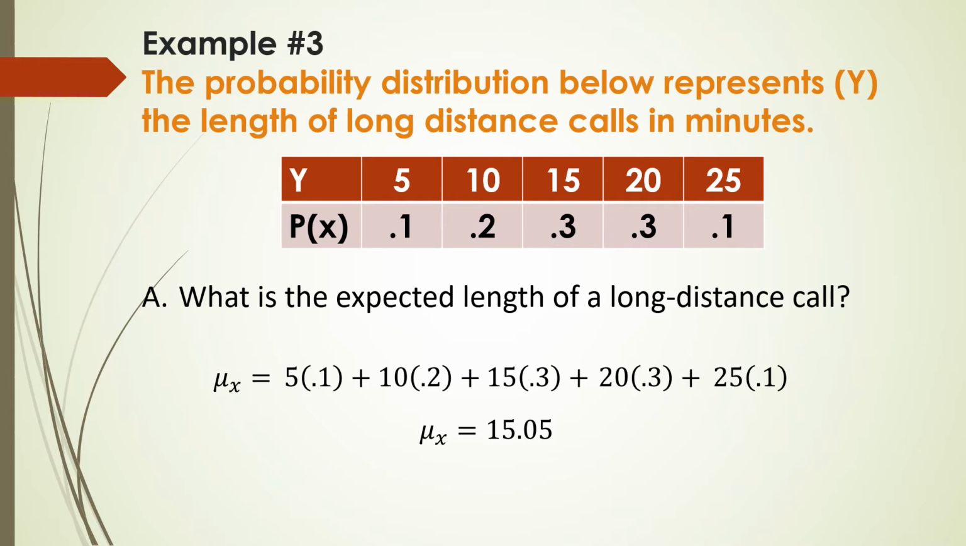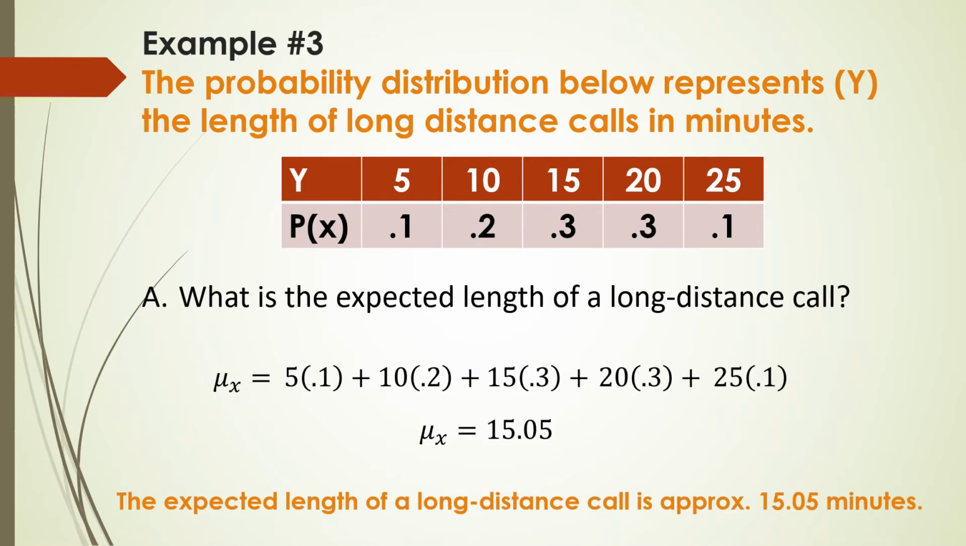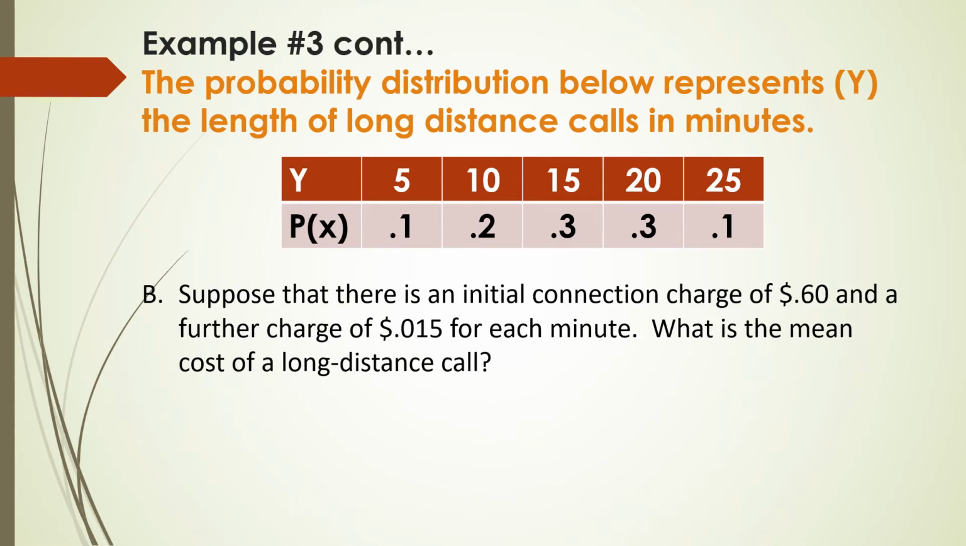So if I wanted to find the average long distance call, I get that. Okay? So easy. We've already found the expected length because we learned how to find the mean off of a table. Okay. So the expected length of a long distance call is approximately 15.05 minutes.